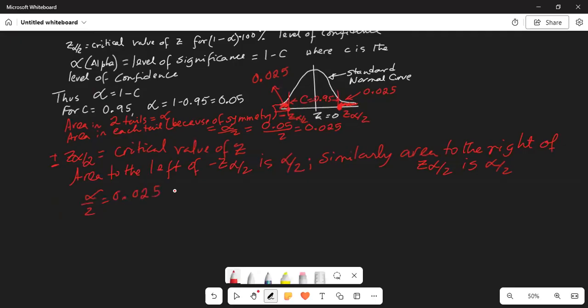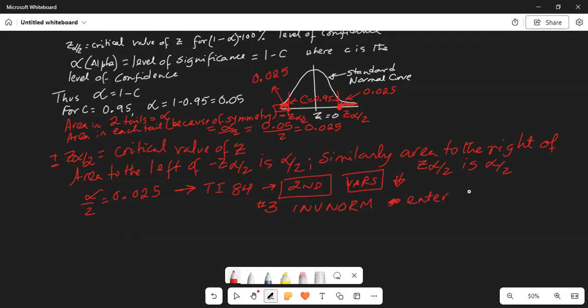Now, moving further up, we know alpha by 2 is 0.025. So go to TI-84 calculator. Okay. Press the second key on the top left, then the verse key on the third row, then scroll down to number 3, which is inverse norm. We use this function when the area in the left tail is known, for example. Select or enter, I should say.